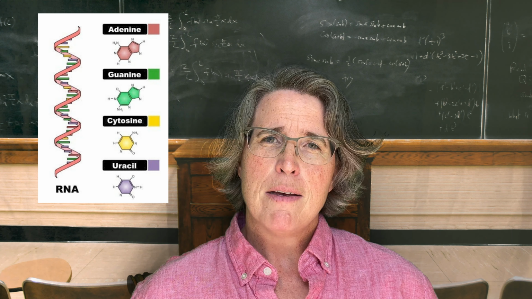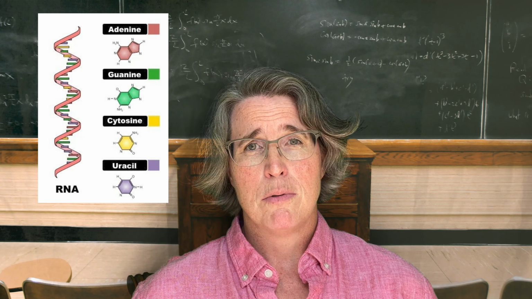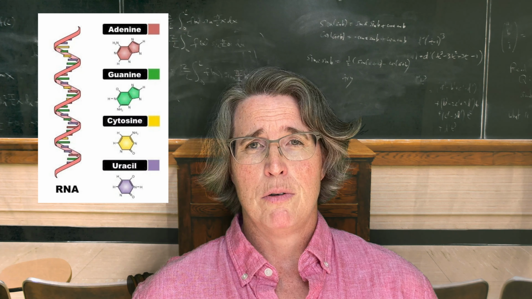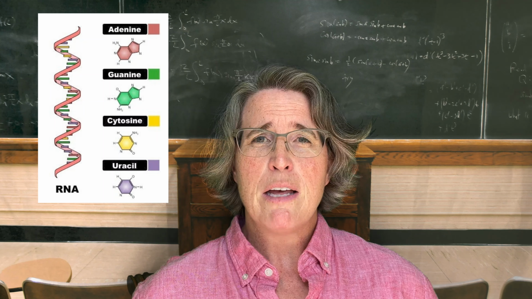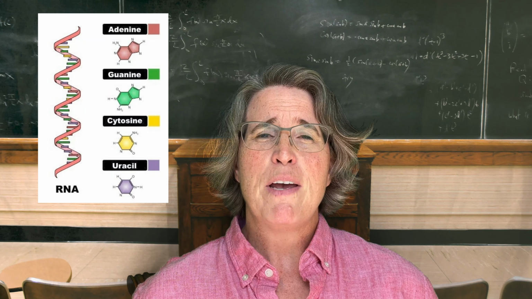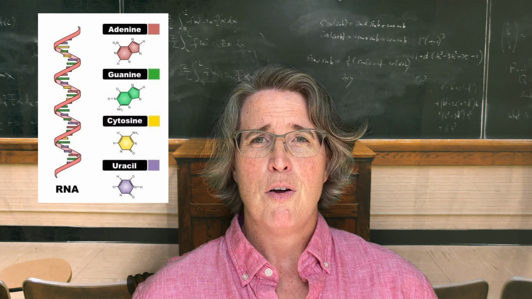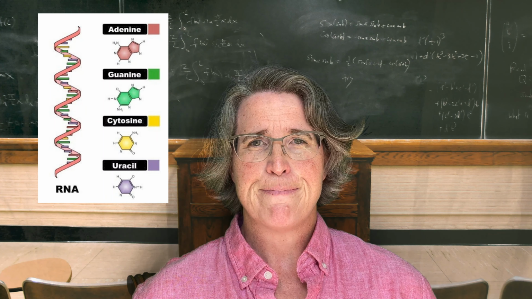For RNA, it's a single-stranded molecule, and the sugar is just ribose. Finally, the other unique thing about RNA is that we have uracil instead of thymine. So there's a U instead of a T.